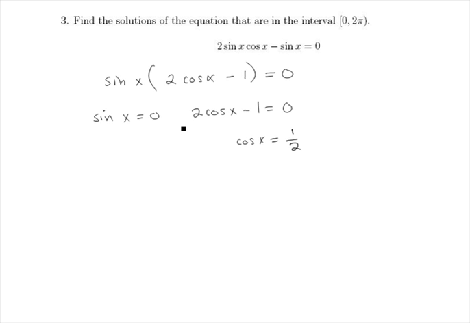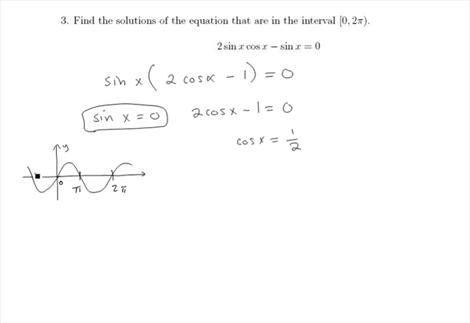So let's start with sine of x equals 0. Now if you think about the graph of the sine of x, there's a lot of places the sine of x equals 0. At the origin, at pi, at 2 pi, at negative pi. In fact, any integer multiple of pi, the sine of x will equal 0.